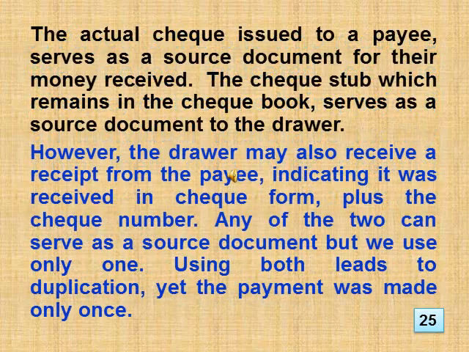The actual check issued to a payee serves as a source document for their money received. The check stub, which remains in the checkbook, serves as a source document to the drawer. However, the drawer may also receive a receipt from the payee, indicating it was received in check form, plus the check number. Any of the two can serve as a source document, but we use only one. Using both leads to duplication, yet the payment was made only once.